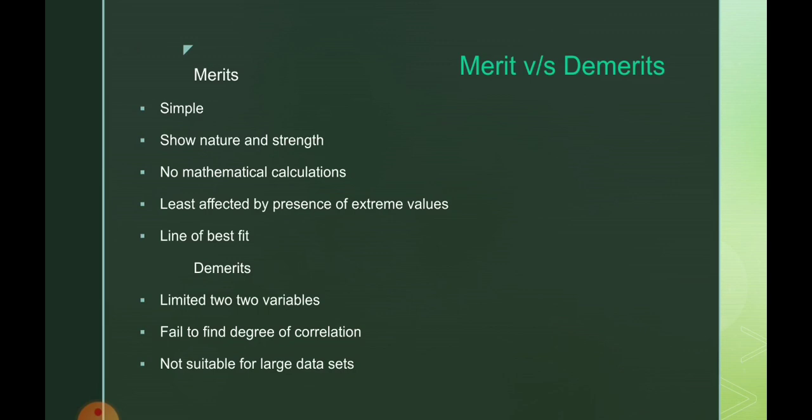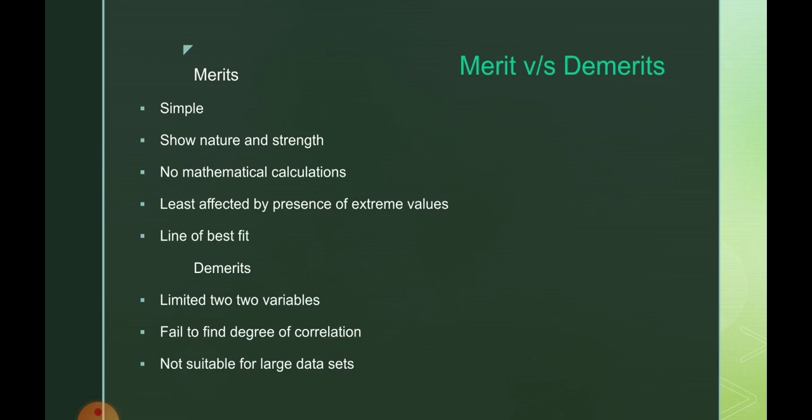Next, it is least affected by the presence of extreme values. If x has values 1, 2, 3 and then x has a value of 100, it does not affect the answer because we just have to show the trend. Next is the line of best fit, which you will study later on, how to find the line of best fit. So these are the merits.